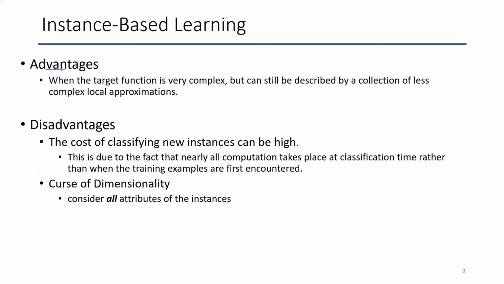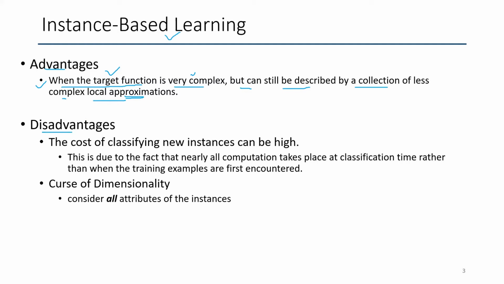Now what are the advantages that we are getting? When the target function is very complex, it can still be described by a collection of less complex local approximations. I will explain this point through one example. When the target function is very complex, with the help of instance based learning we can still predict the target function with an approximation over the local neighborhood. We'll see this point through one example.